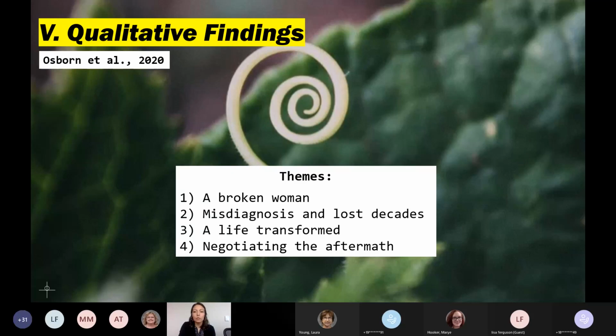And the last piece was negotiating the aftermath. There was this sense of how treatment and diagnosis was transformative for their lives, but still this overwhelming grief of how long they had lived with PMDD, how it had impacted their ability to maintain jobs, to maintain relationships, and having to struggle to come to terms with what they called a fractured life and moving on.